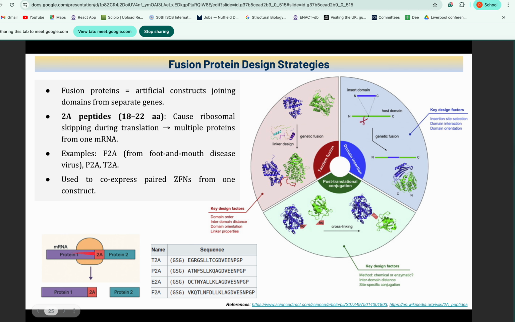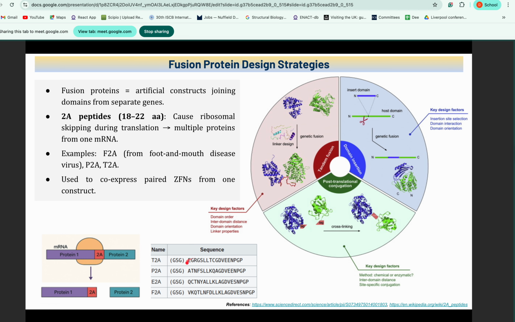For example, we have only a single RNA. In that case, to design multiple proteins from that RNA, we can insert the 2A peptides. What these 2A peptides do is, as soon as the ribosome reaches this site, it gets removed. So it will synthesize the protein till here. Next time, it will start from here and synthesize protein 2. In that way, one mRNA can give rise to two separate proteins by integrating this 2A peptide, which is responsible for the skipping of the ribosome. Examples are F2A, which is obtained from foot and mouth disease virus, P2A, and T2A.